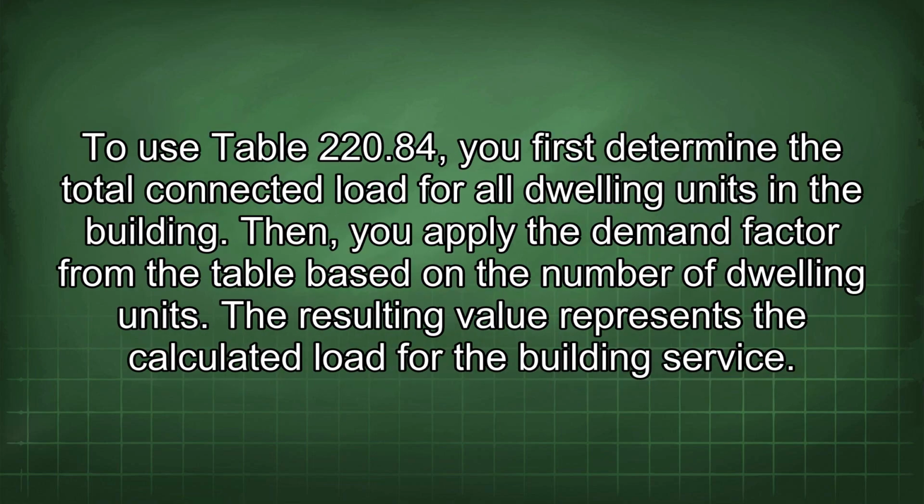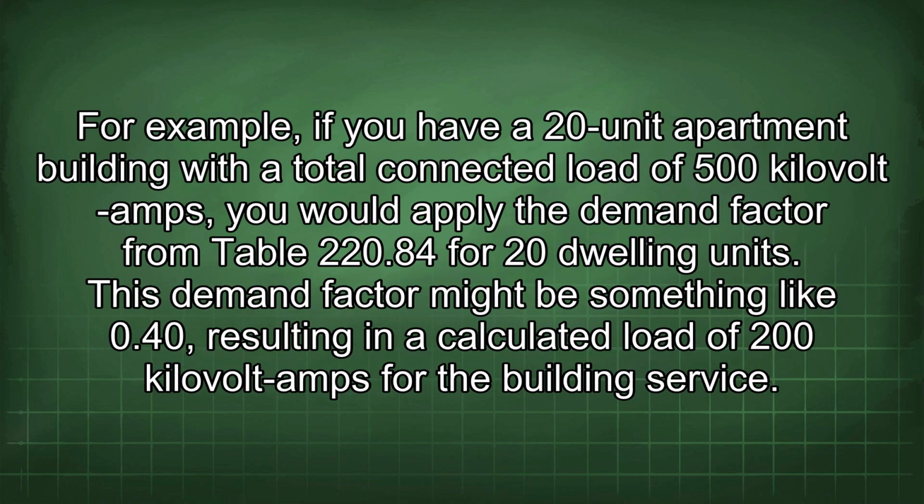To use Table 220.84, you first determine the total connected load for all dwelling units in the building. Then, you apply the demand factor from the table based on the number of dwelling units. The resulting value represents the calculated load for the building service. For example, if you have a 20-unit apartment building with a total connected load of 500 kVA, you would apply the demand factor from Table 220.84 for 20 dwelling units. This demand factor might be something like 0.40, resulting in a calculated load of 200 kVA for the building service.